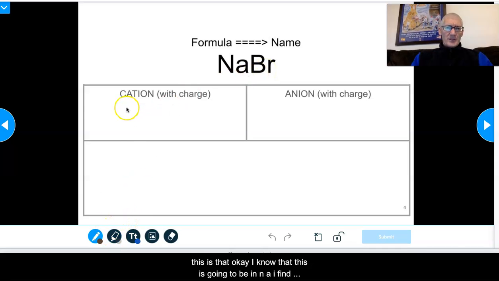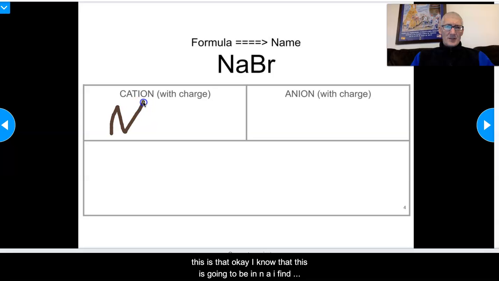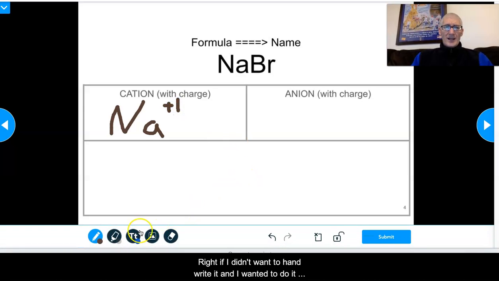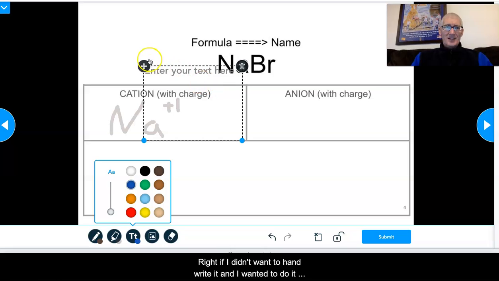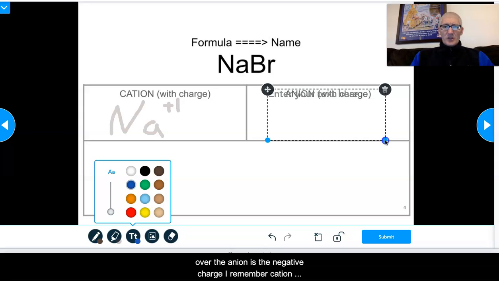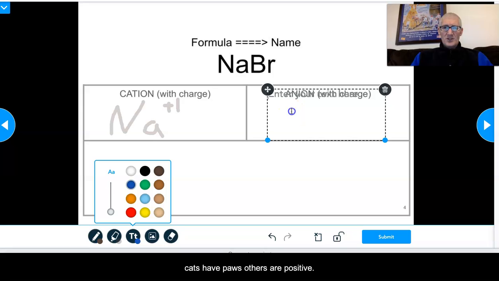So one way you could do this is, okay, I know that this is going to be an Na. I find it on the periodic table. It's in the first column, which means it's going to have a +1 charge. If I didn't want to handwrite it and I wanted to do it using text, I could totally do that. Just drag the little box over. The anion is the negative charge. Remember, cations, cats have paws, so those are positive. Anions are a negative ion.